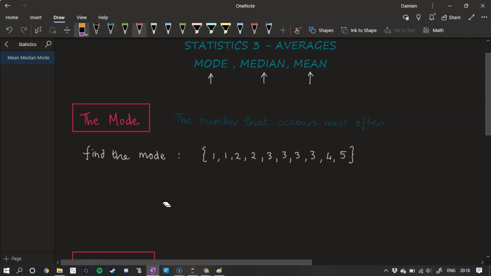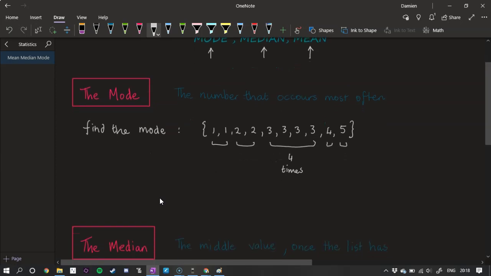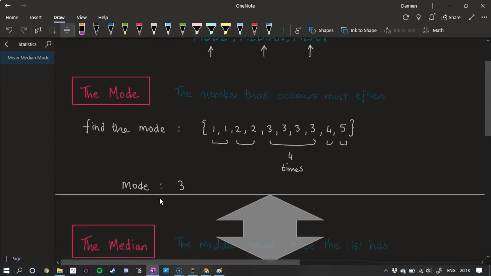When you're looking at these to find the mode, it's really easy. All you have to do is find the number that happens the most. Well, if you look at the number 1 happens 2 times. The number 2 happens 2 times. The number 3 happens 4 times. And then the number 4 and the number 5, they just happen once each. So which number occurs the most often? Well, the answer is 3. So that's going to be your mode. So in this particular example, your mode is 3. It's the number that happens the most.